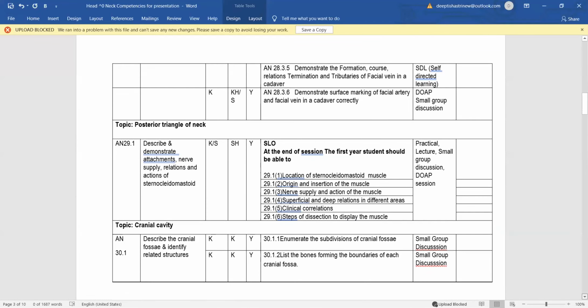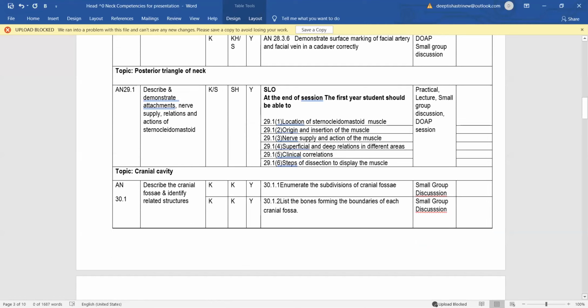The next competency is AN 29.1: describe and demonstrate attachments, nerve supply, relations, and actions of sternocleidomastoid. The domain is knowledge as well as skill. It is show how, and a core competency. At the end of the session, the first year student should be able to locate the sternocleidomastoid muscle, with its origin and insertion, nerve supply and action of the muscle, superficial and deep relations in different areas, and the clinical correlations of the muscle and steps of dissection to display the muscle. The teaching learning method is a lecture, a practical hour, that is a small group discussion, DOAP session.